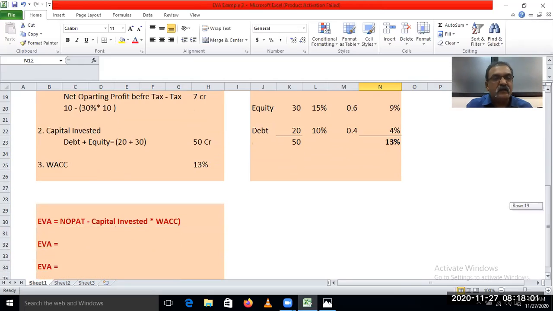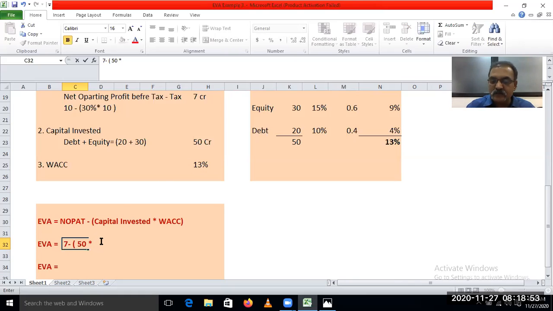Now easily we can calculate economic value added. So that is EVA. Formula is net operating profit after tax minus capital invested into WACC, that is weighted average cost of capital. So NOPAT minus, in bracket, capital invested into weighted average cost of capital. So we just found out net operating profit after tax, that is rupees 7 crore, minus, in bracket, amount of capital invested. So amount of capital invested is 50 crore into WACC, the rate of weighted average cost of capital, that is 13%. So 13%, bracket complete.